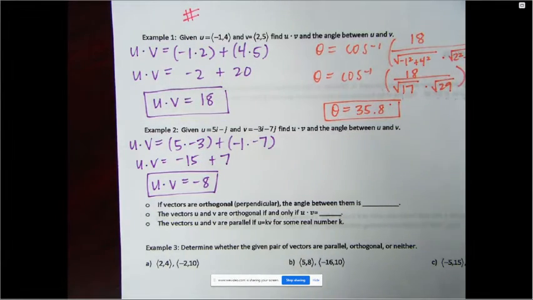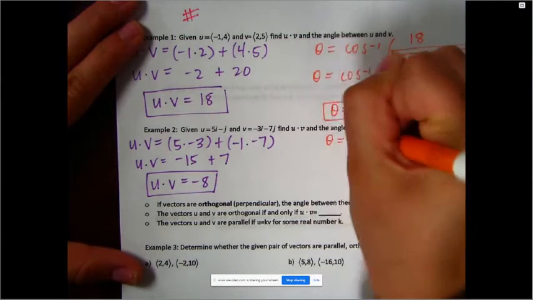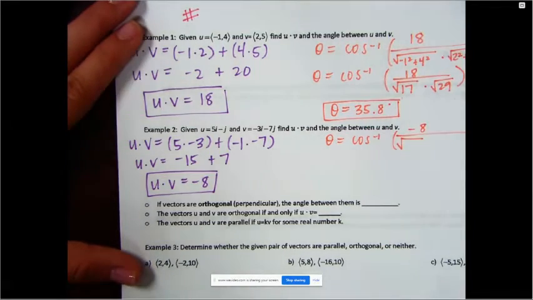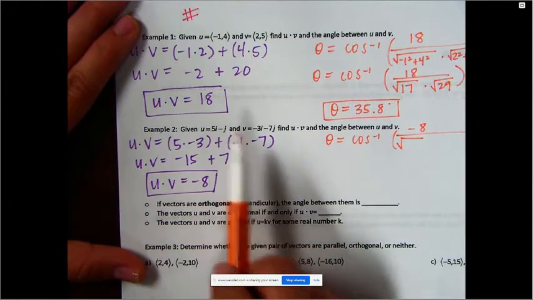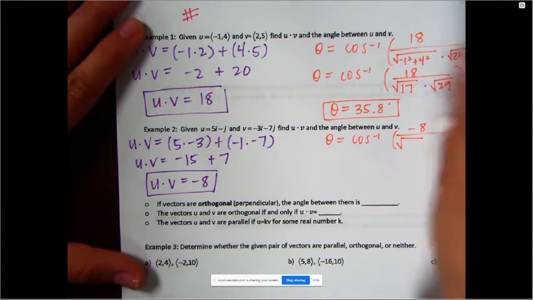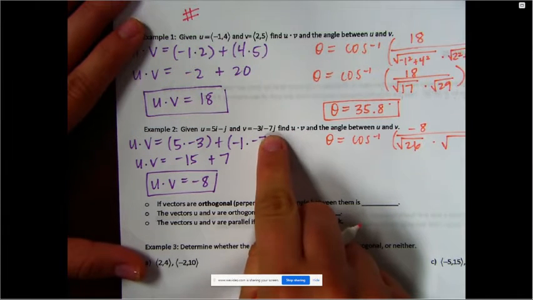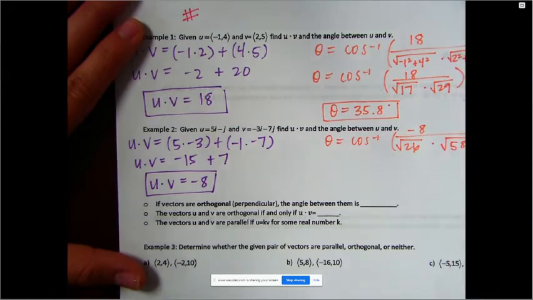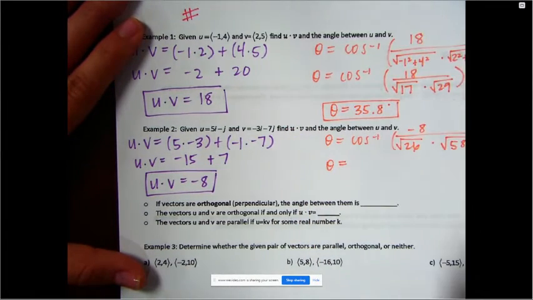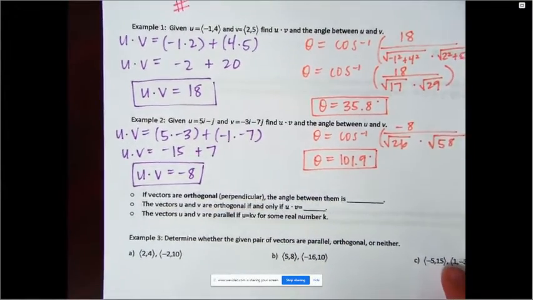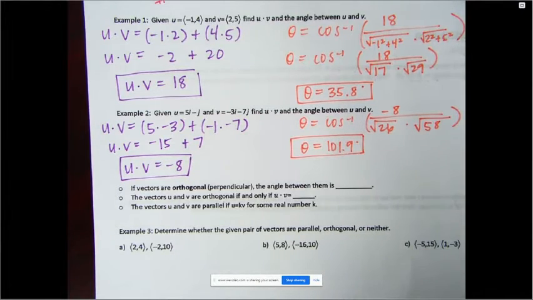Let's go to angle between. Cosine inverse. Dot product is negative 8 over, let's do their magnitudes. So 5 squared plus negative 1 squared is 25 plus 1 is 26. 3 squared is 9. 7 squared is 49. 9 and 49 is 58. We're typing this in the calculator. Please practice typing it in and check that your answer was 101.9. Please pause this video while you practice typing it in to get 101.9. Wow, welcome back from typing it in. Okay, that was dot product and angle between.